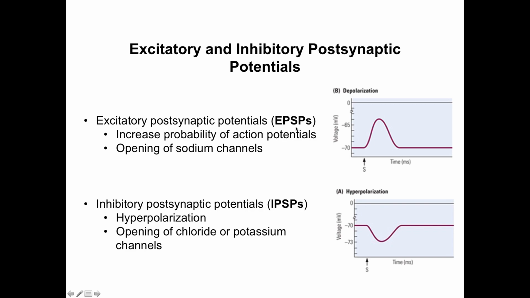So EPSPs are created by the opening of sodium channels. Sodium will go into the cell, and this will make it a little bit more positive. IPSPs are hyperpolarizations, and they are due to the opening of chloride or potassium channels. So either chloride will go into the cell or potassium will go out of the cell.